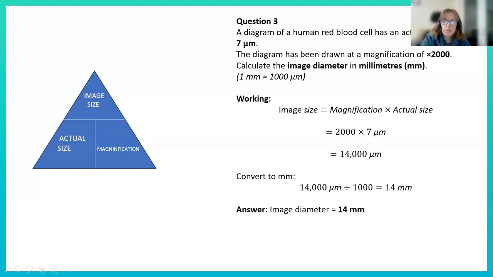So the image size is what I'm trying to find. So cover that up, and that leaves me with actual size times the magnification. So if we do the magnification, which was 2000, times by the actual size, 7 micrometres, the image size is 14,000 micrometres. And 14,000 micrometres is equal to 14 millimetres. So the image diameter is 14 millimetres.